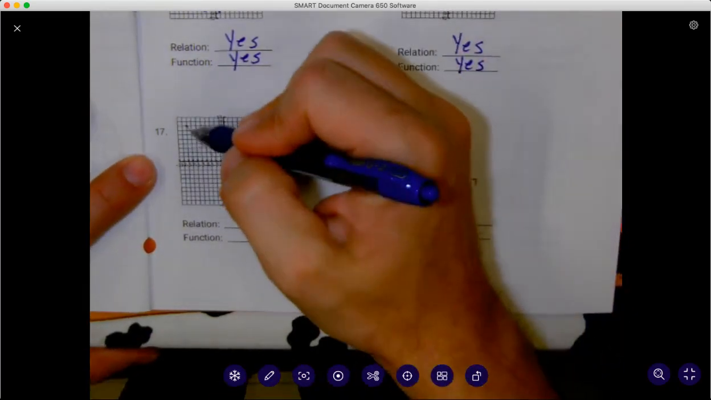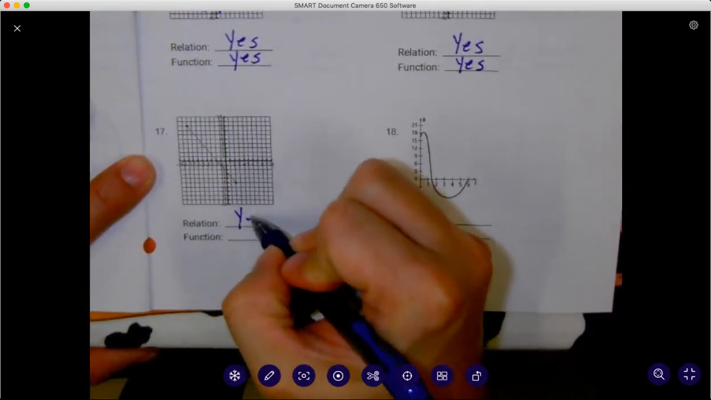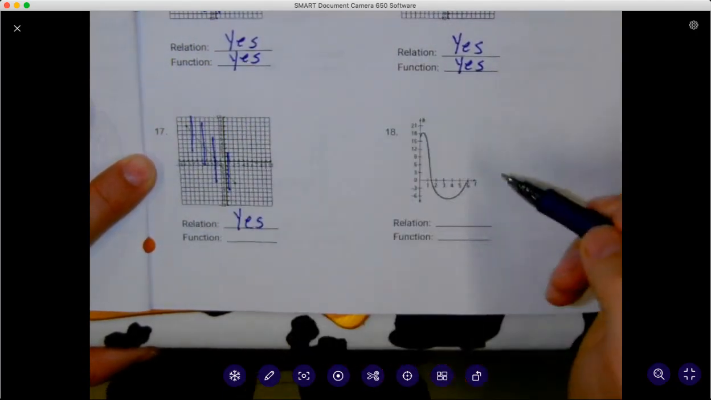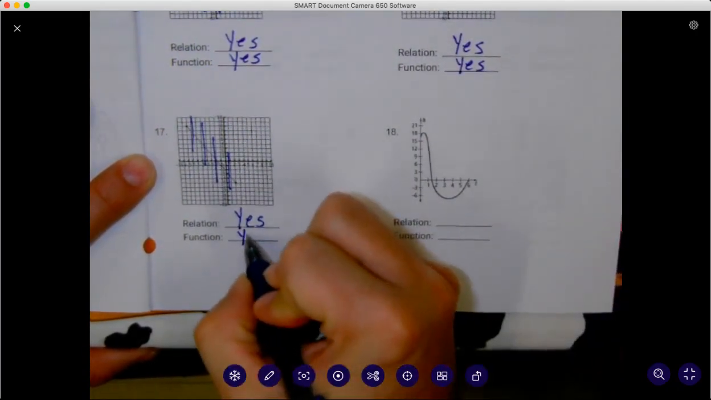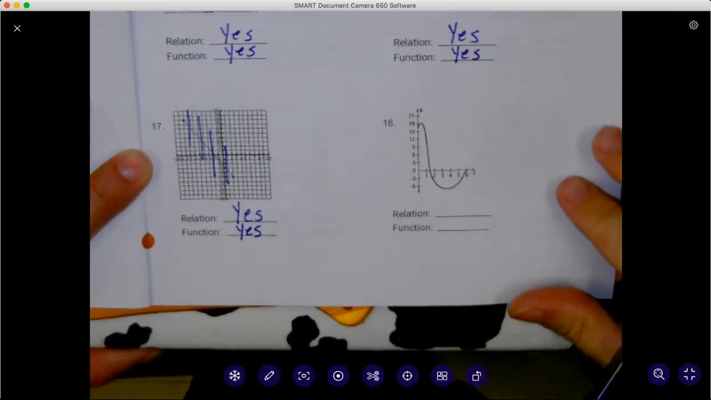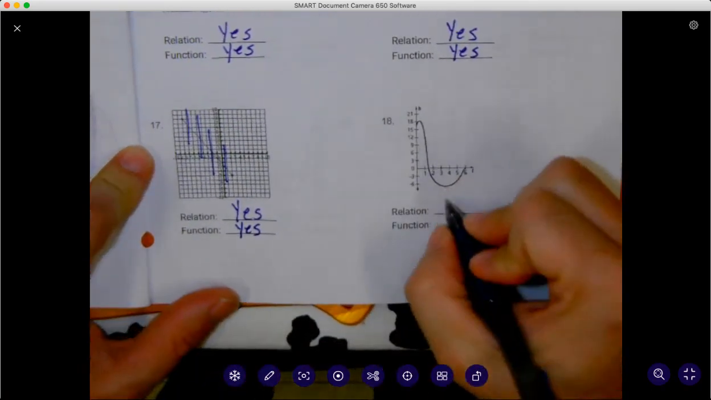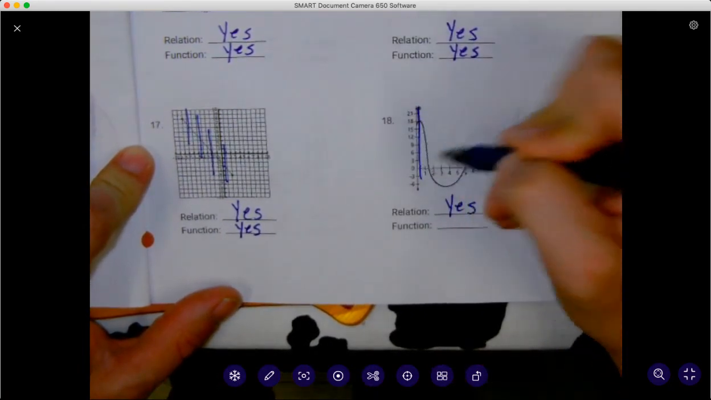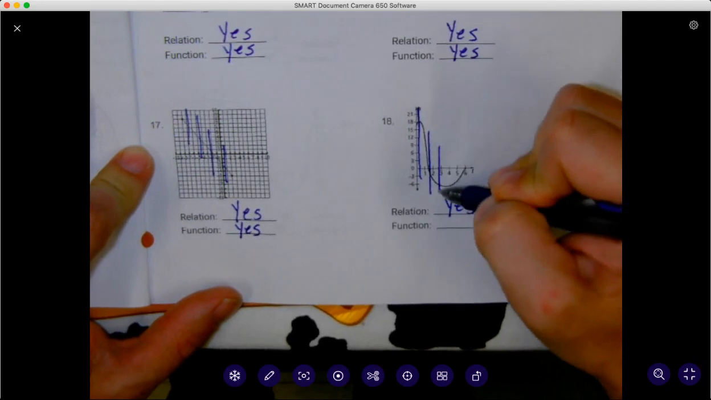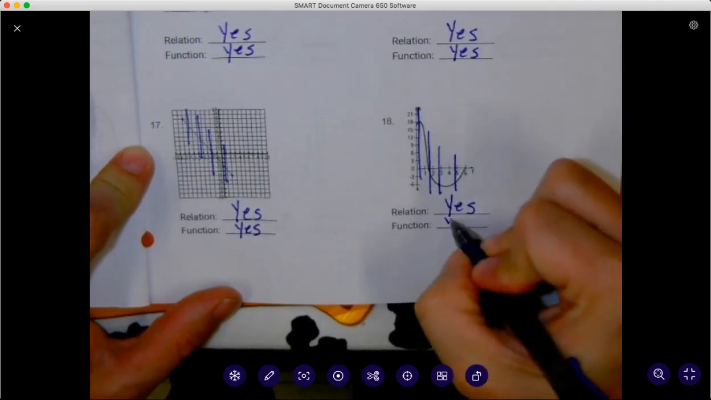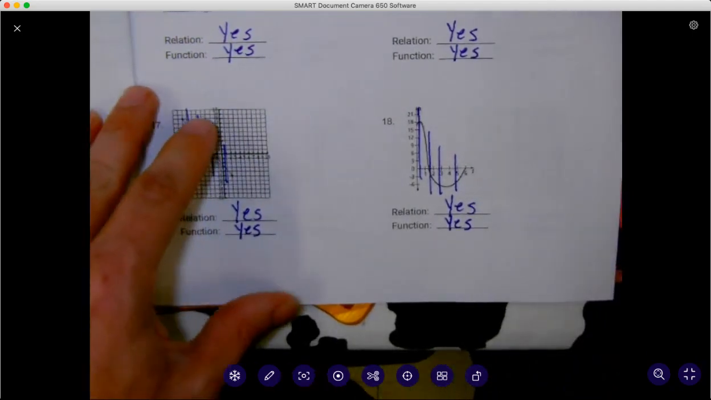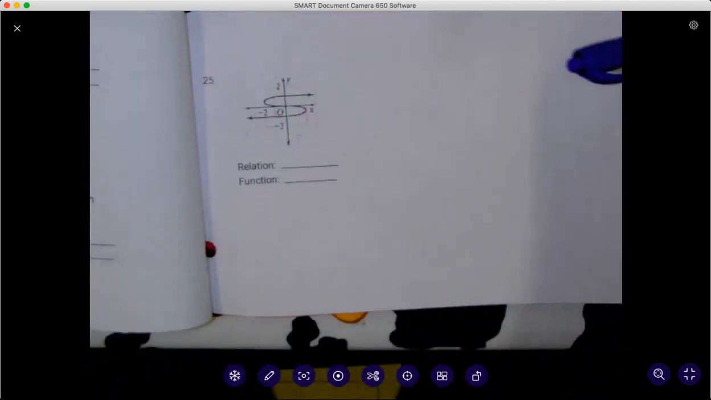Okay, 17. Is it a relationship? Yes. Pass, pass, pass, pass. Passes every single time, so it's a functioning relationship also. All right, 18. That is a relationship. But is it a functioning relationship? Yes. Yes. Yes. Yes. Passes every single time. So yes, that is a functioning relationship. Okay. Last page, same thing.